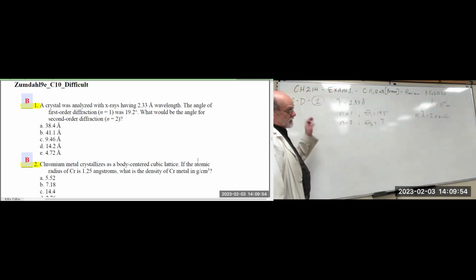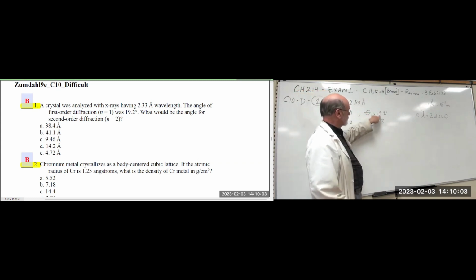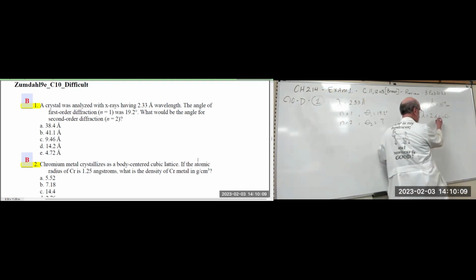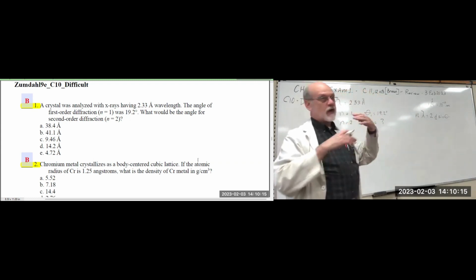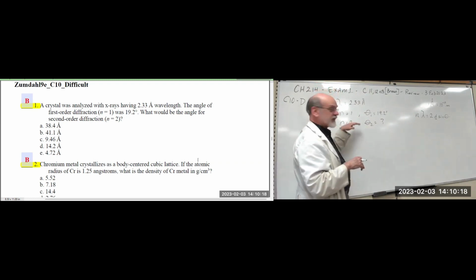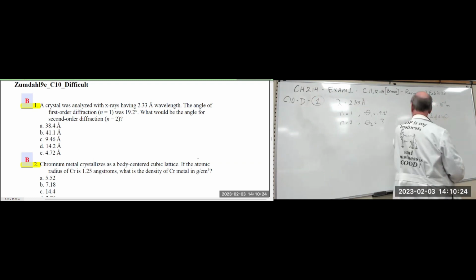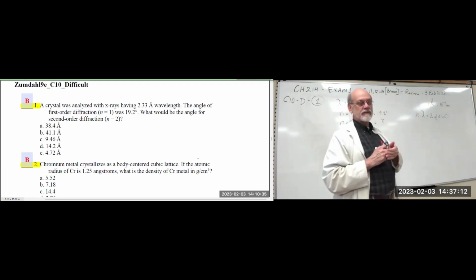Okay, so we can do this in 2 steps, right? We know n is equal to this. We know the first order angle is 19.2. We know the wavelength is 2.33. So then we can solve for d. And once we have d in that same crystal, it's not going to change. It's going to be the same for the second one. So then we can put whatever we get back in there, put in the same wavelength, and then put a 2 here and solve for theta. Okay, so that's the order of business.